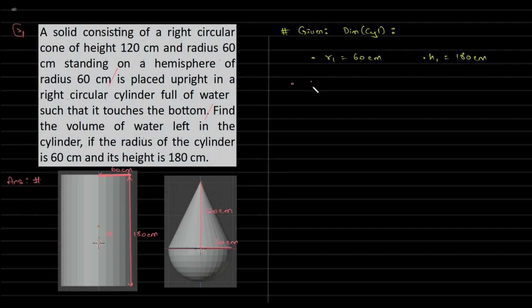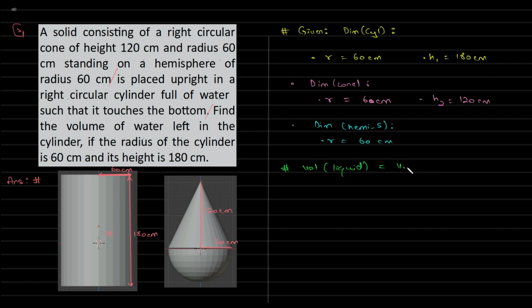Next is the dimension of the cone: all the radii are the same, so I need not write R1, R2. It is 60 centimeter. But the height is different, so H1, H2 will make sense. And last we have the hemisphere, whose radius is 60 centimeter, right? Now we just have to find the volume of the water left inside the container.